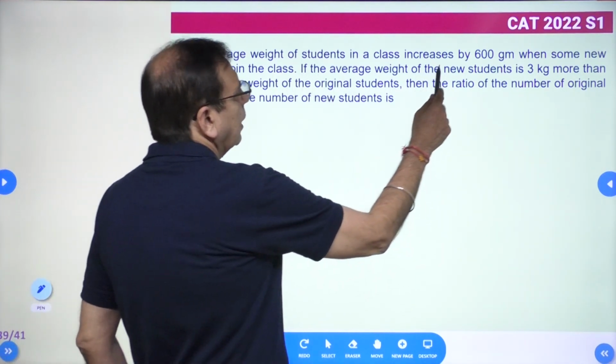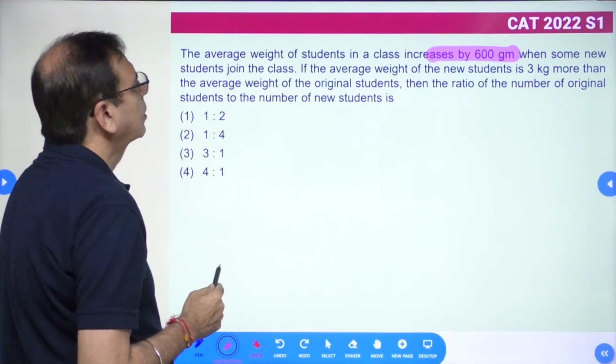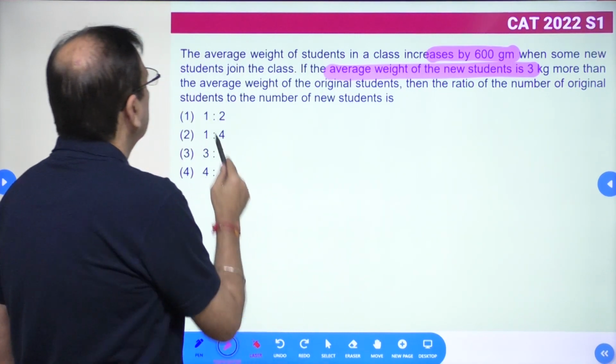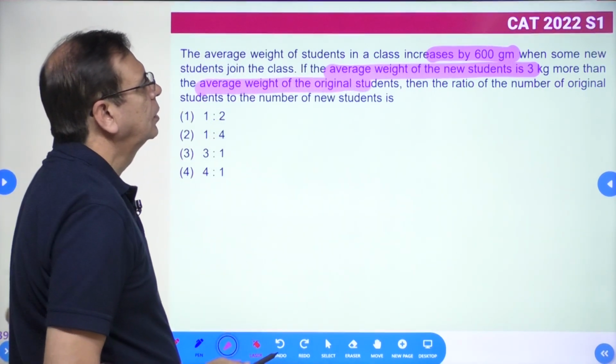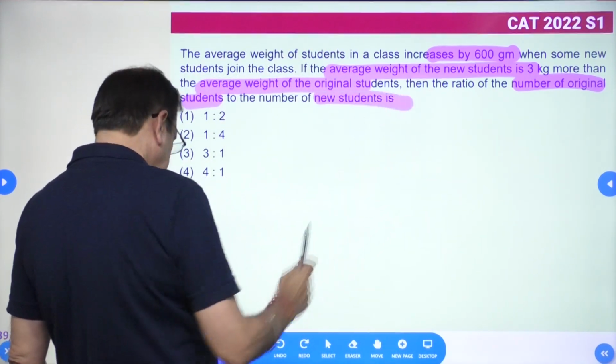Average weight of stones in a class increases by 600 grams when some new stones join the class. If the average weight of new stones is 3 kg more than the average weight of the original stones, then the ratio of number of original stones to the number of new stones is what?